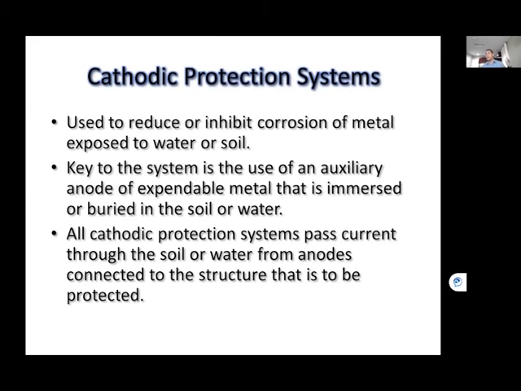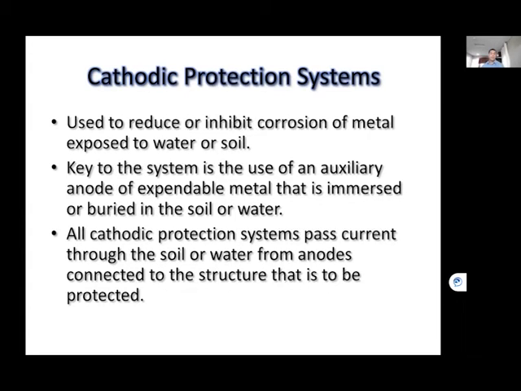So we're doing calcium carbonate precipitation in the drinking water to coat the inside of our pipes. But on the outside of the pipes, you're going to use a cathodic protection system if it's not coated with a polymer or concrete. So it's used to reduce or inhibit corrosion of metal exposed to water or soil. Key to the system is the use of an auxiliary anode of expendable metal, typically zinc, that is immersed or buried in the soil or water.